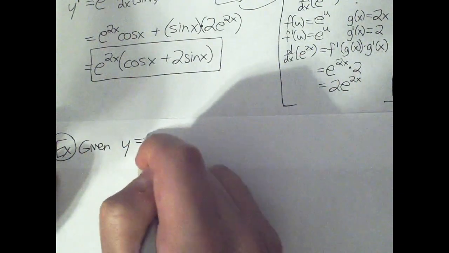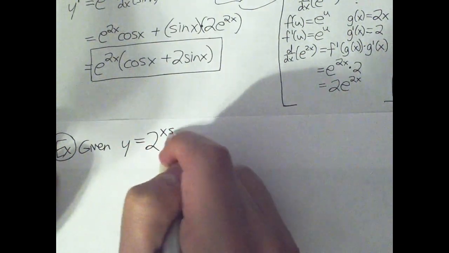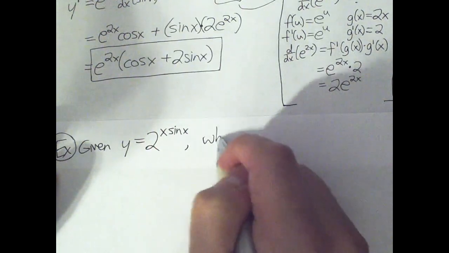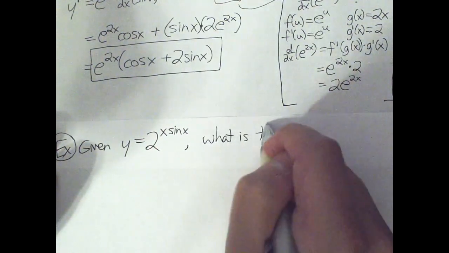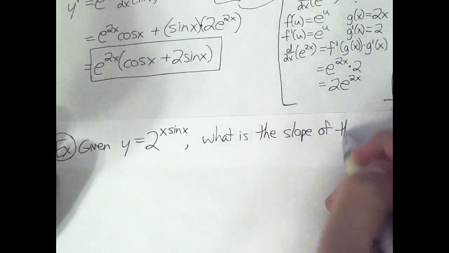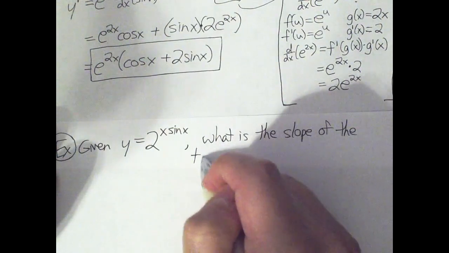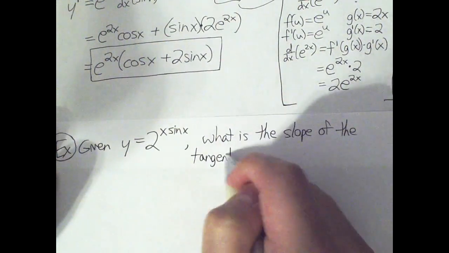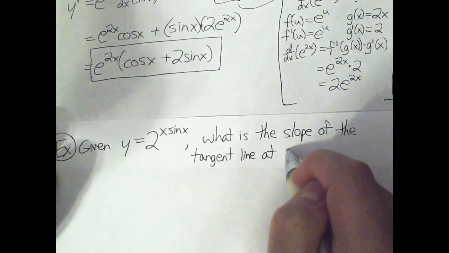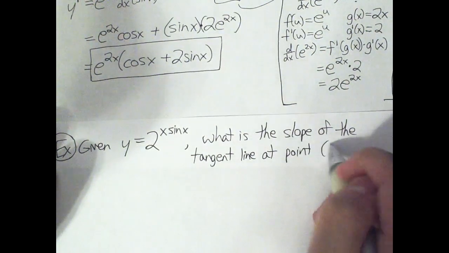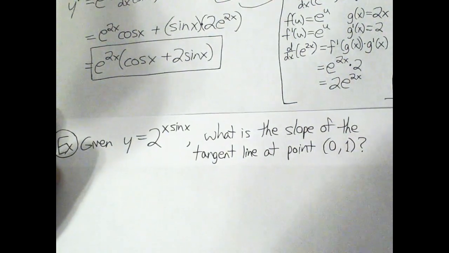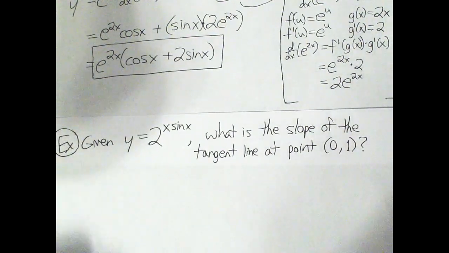Given y equals 2 raised to the x sine x, what is the slope of the tangent line at the point (0, 1)? So I'd like you to pause the video and try this problem for a couple of minutes.